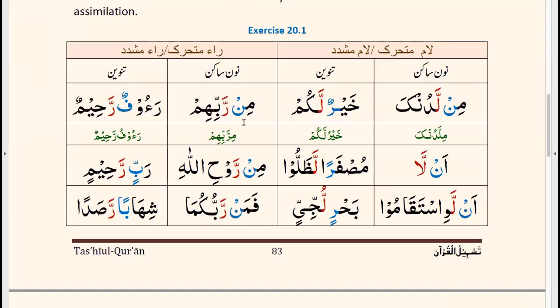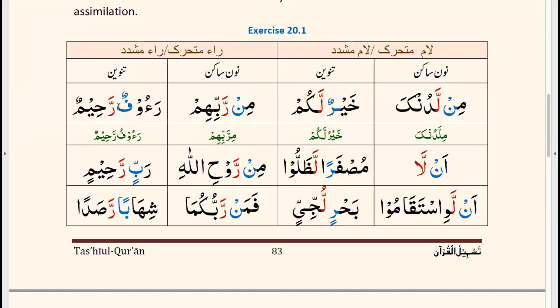Very nice. Now here we have ra mushaddad, and then what do we check? The first thing is, is there a noon sakin before that? Yes, there is. What do we do now? Which two letters do we combine? The ra and the ba. Yes, we do combine the ra to the ba, but before the ra, which letter do we combine the ra to? The meem. Well done. But before the ra, we have to combine the meem to the ra, ignoring the noon. Okay. Mirrabbihim. Well done. Now here we have ra mushaddad again. What should we be checking?